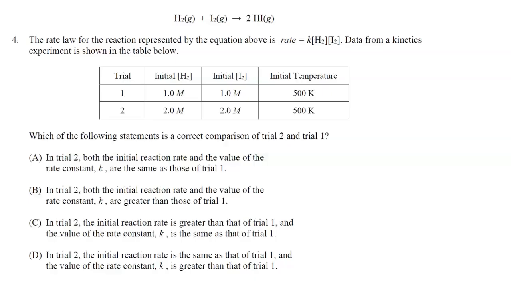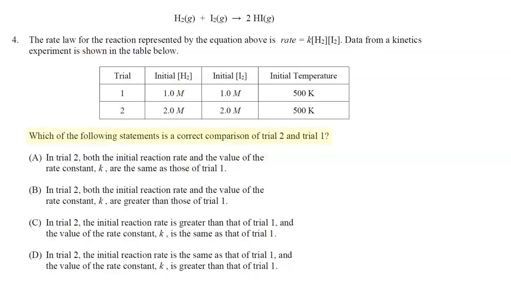So the rate law tells us that it's first order with respect to each of these reactants in this chemical equation. It goes on to say that data from a kinetics experiment is shown in the table below. So we have 2 trials. In trial 1, the initial concentration of each reactant is 1 molar. In trial 2, the initial concentration of each reactant is 2 molar. But in both trials, the initial temperature remains the same at 500 kelvins.